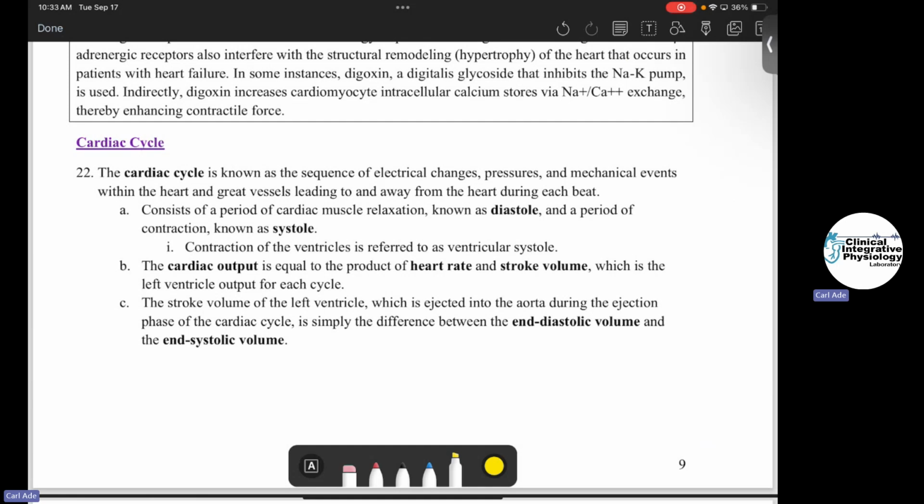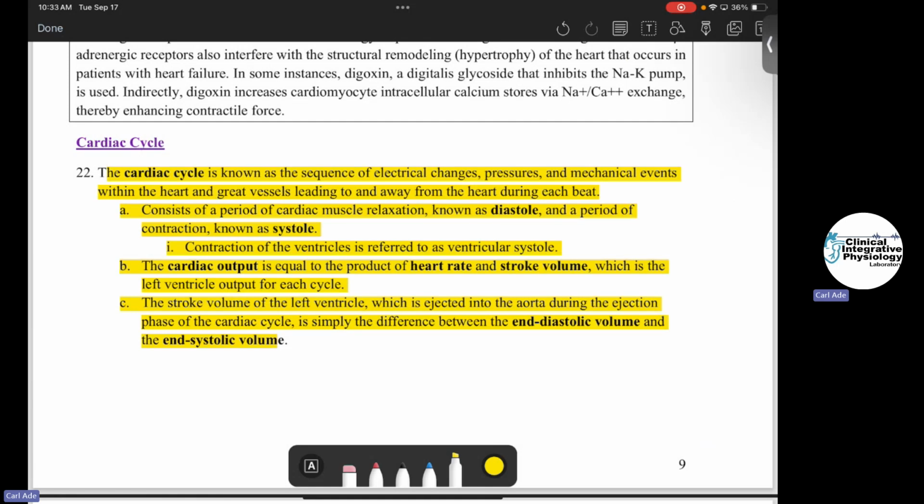So the cardiac cycle, and I apologize, I'm going to highlight all of this. They're all basically definitions, and hopefully they're definitions you know at this point. You've had them in previous classes. When I refer to the cardiac cycle, I'm talking about everything. The electrical changes we've spent several weeks talking about, and now the pressure and mechanical. We need to consider both pressure and mechanical events that happen within the heart and the greater vessels with each individual beat. So it's each beat.